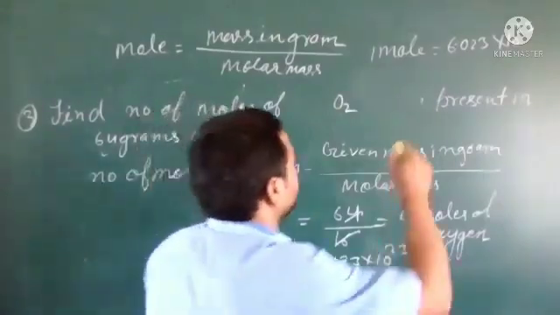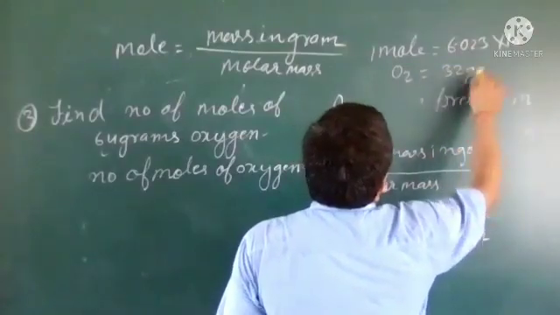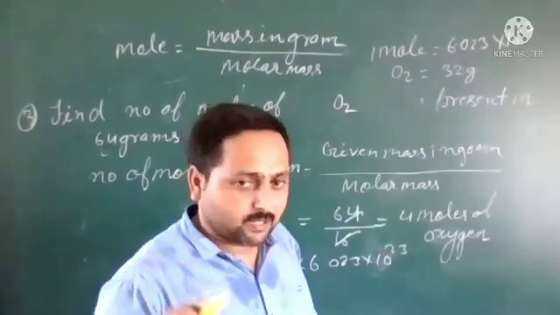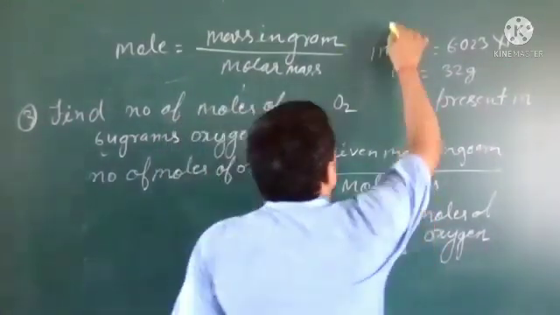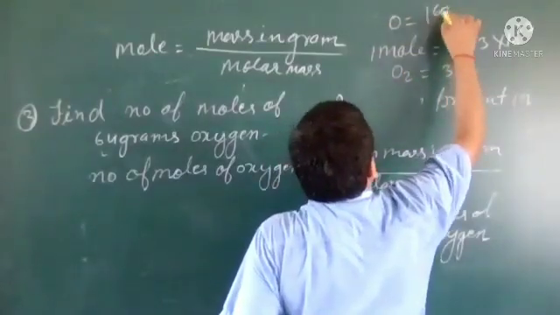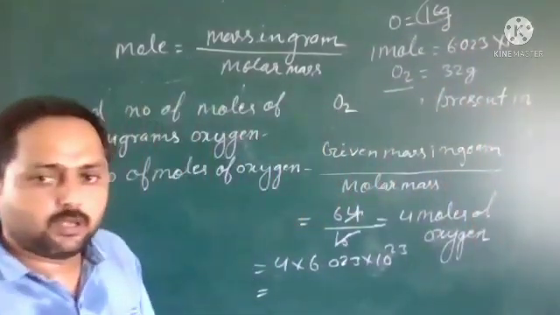Mass of O2. What is the mass of O2? That is 32 gram. Do you know this? Yes or no? Yes, sir. O2 is 32 grams.